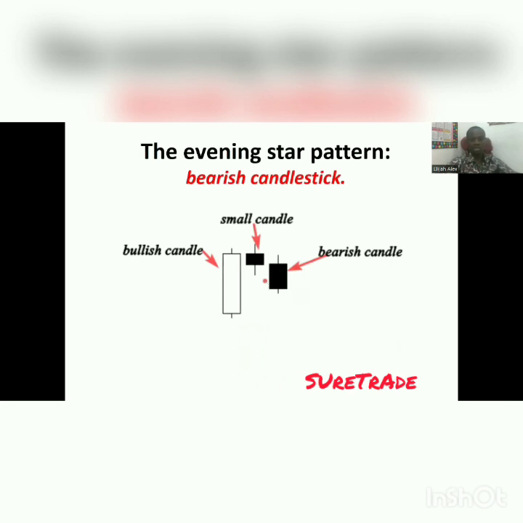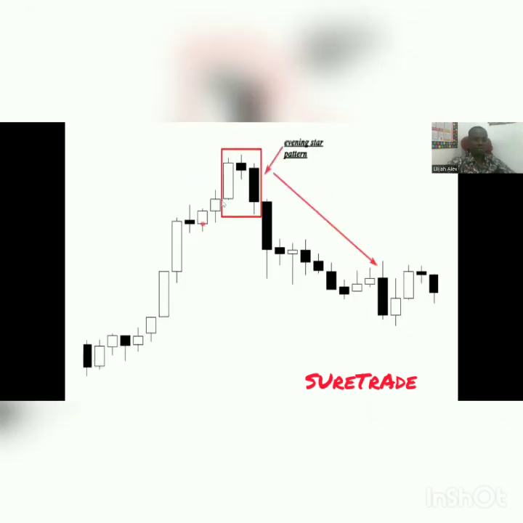Next is the evening star. The opposite of the morning star is the evening star. The first candlestick is always a bullish candlestick, followed by a small candlestick. It could be a small bullish or a small bearish candlestick. But mind you, the third candlestick must be bigger than the second candlestick, or it must be a bearish candlestick, for it to be seen as the evening star. And this candlestick pattern mostly occurs at a resistance level or the key level. Now look at it. The market is going to the upside, and when it forms this candlestick, it came down. Sorry about that.